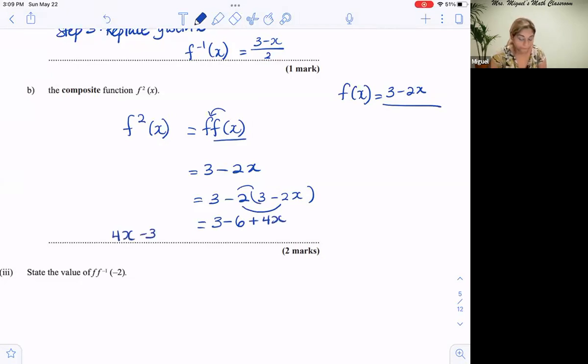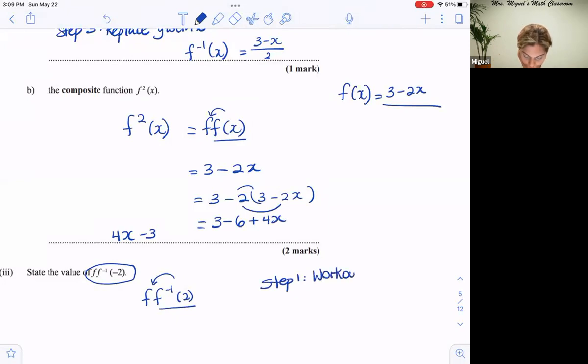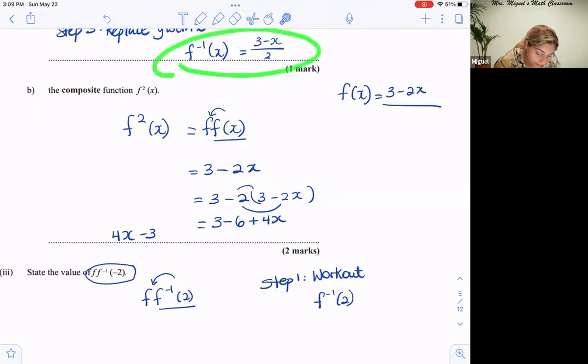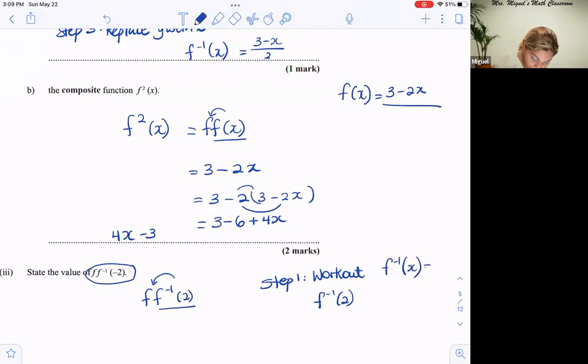Now, this is a composite function. They ask you to find f of f inverse of 2. So this is the inner function. We put it in the outer function. So the first thing, step 1, we have to work out f inverse of 2. So the f inverse function, this is it here. f inverse of x is (3 minus x) over 2.